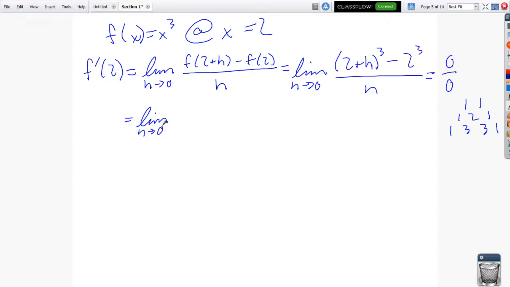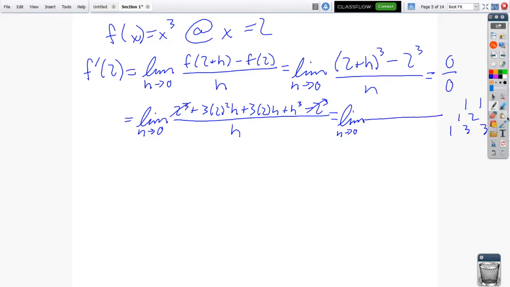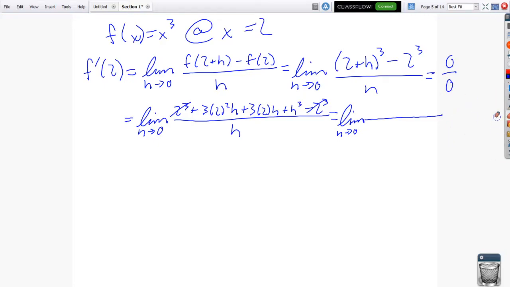So I see I've got 2 cubed plus 3 times 2 squared times h plus 3 times 2 h squared plus h cubed, minus 2 cubed, all over h. And that gobbledygook right there is just the expansion of 2 plus h cubed. I see I've got 2 cubed minus 2 cubed, crossity crossity, and now we've got the limit as h approaches 0. I hope I have enough room to write all this because there's a lot. Let's get rid of Pascal's triangle.